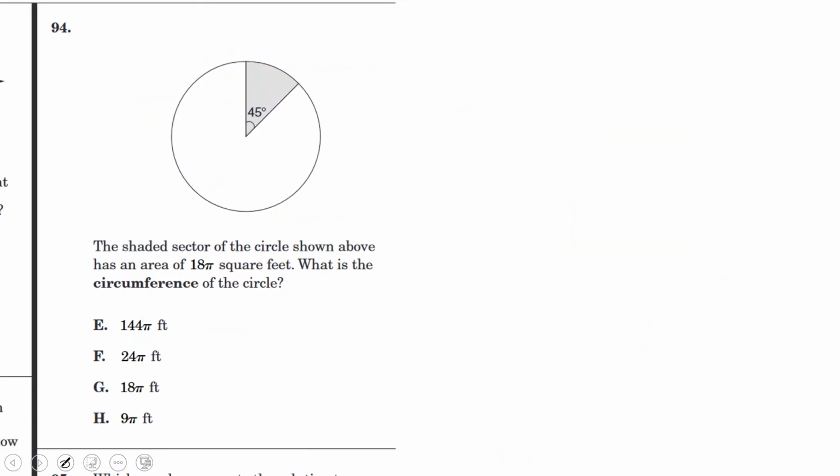94. The shaded sector of the circle shown above has an area of 18 pi. So just this guy right here is 18 pi. All right, good. We need to find the circumference. Good. So the area of the sector 18 pi is equal to pi r squared multiplied by 45 over 360. Cancel the pi's immediately. So 18 is equal to r squared times 45 over 360, which is 1/8. Multiply both sides by 8, so that's equal to 144. So r is equal to 12.